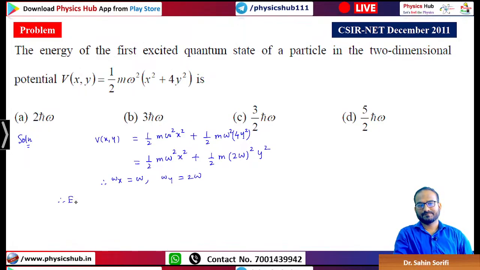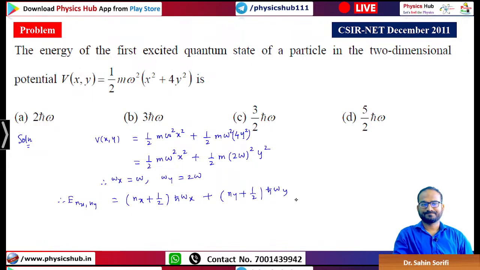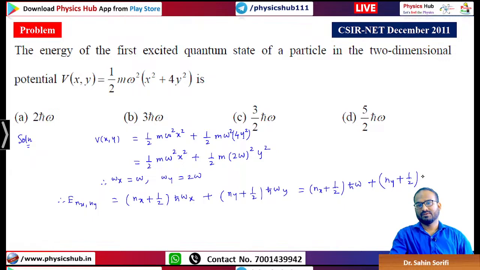Now what will be the energy expression? You see it is nx plus half h cut omega x plus ny plus half h cut omega y. Here the omega values are not the same. Along x and y they are different, so you have to use this formula. So this is nx plus half h cut omega plus ny plus half 2 h cut omega, because omega y is equal to 2 omega.